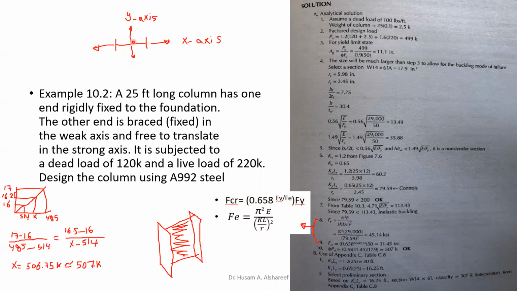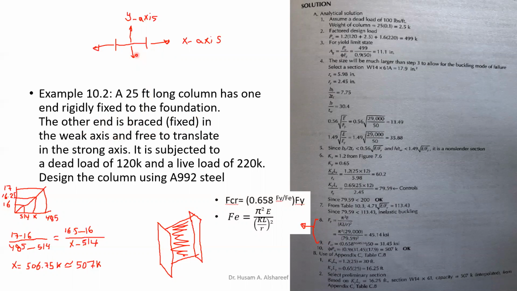If you're still confused on which one is the strong and which one is the weak, you need to watch my previous lectures on this topic so you can come back to it here. So I'm just going to assume that you are aware of which directions are weak and strong. Then the problem statement emphasizes the idea that the other end is braced in the weak axis.